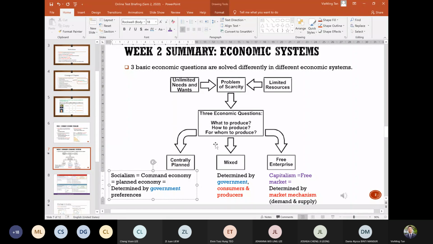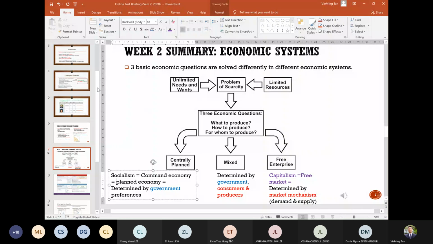Usually the government will form a group of people to make decisions on these 3 economic questions. The private sector and also the individual household have no power to decide what, how, and for whom to produce. And the third economic system is the mixture of socialism and capitalism, and we call this the mixed economy. A mixed economy is decided by both government and private sector when deciding on what to produce, how to produce, and for whom to produce. So in the mixed economy, the government and the private sector, meaning the household and also the producer, will decide what to produce, how to produce, and for whom to produce.